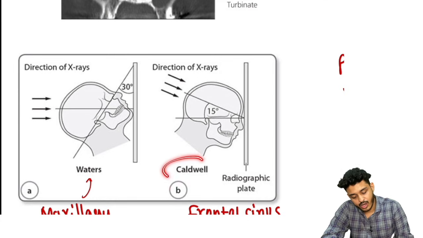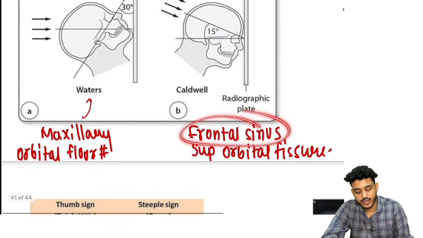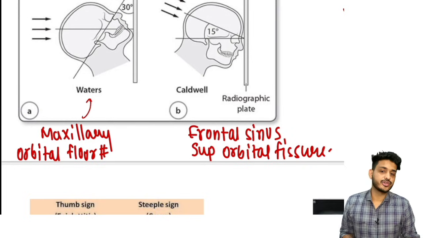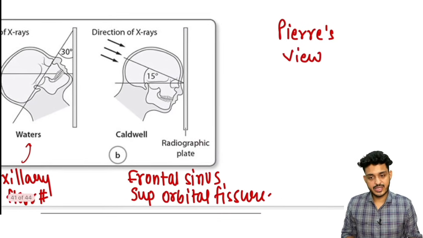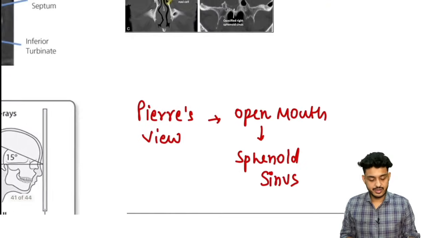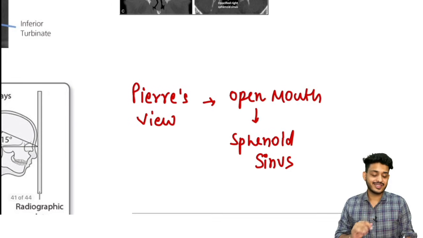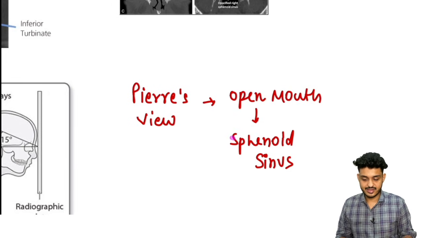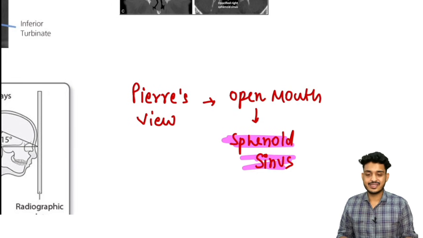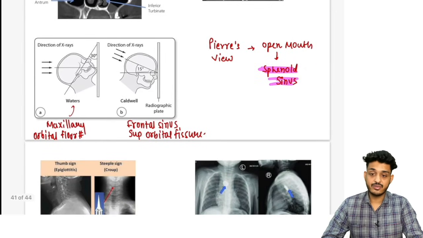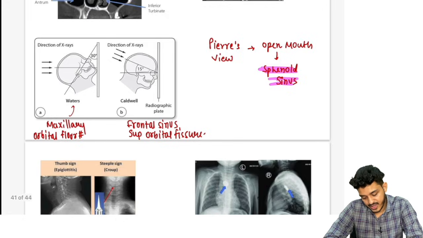Then we have got Caldwell view. Caldwell view you are going to use for the frontal sinus and superior orbital fissure. Then we have got Pierre's view. This is going to be the open mouth X-ray you are going to do for sphenoid sinus. These three are important ones. Okay, we have got Waters, Caldwell, and Pierre's view.